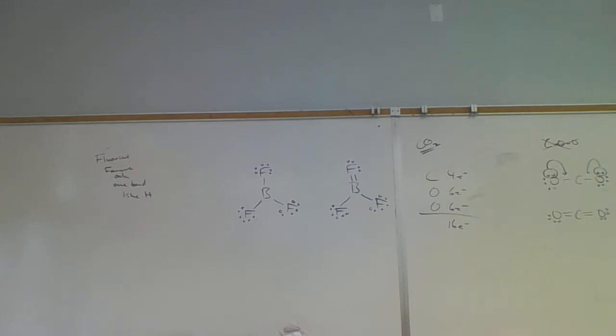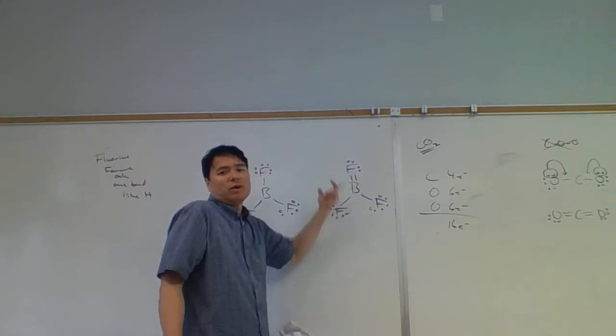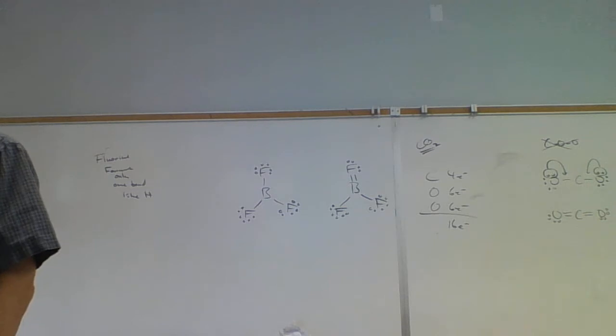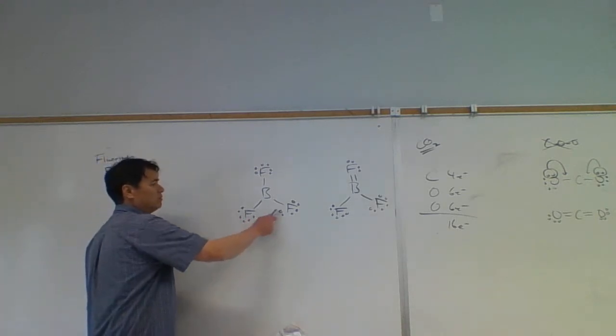But one structure looks great for boron, but it's bad for fluorine. Why is it bad for fluorine? Fluorine still has an octet. Why is it bad for fluorine? Yeah, that's the same reason: because of the charge. What are the formal charges here?